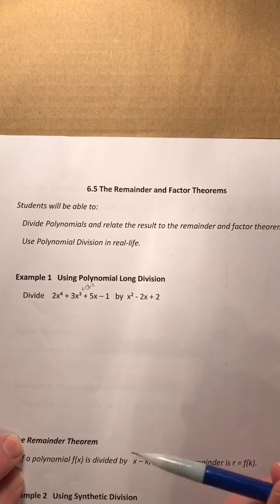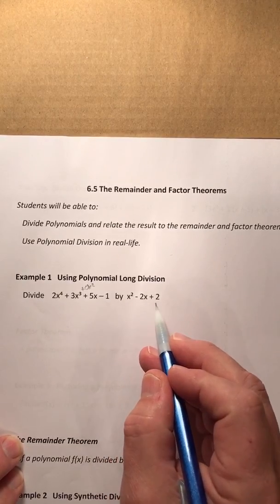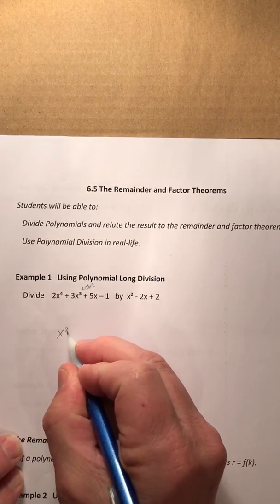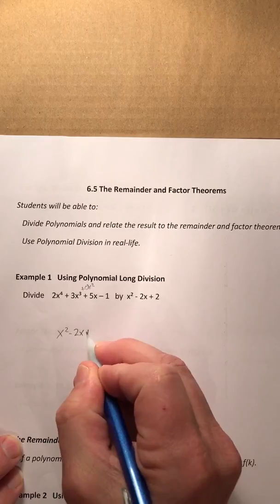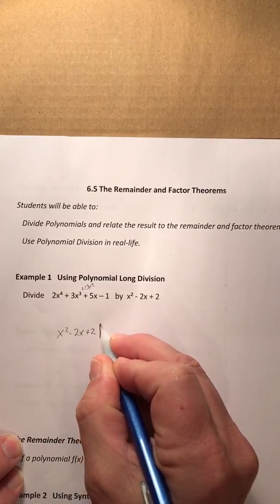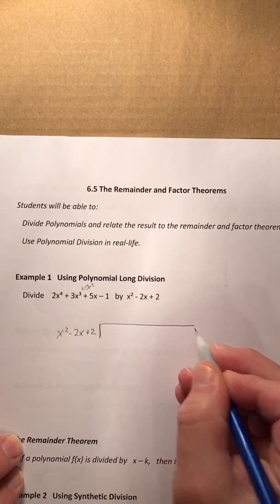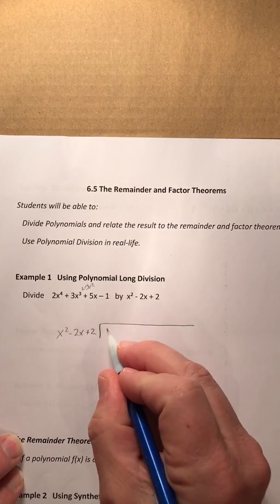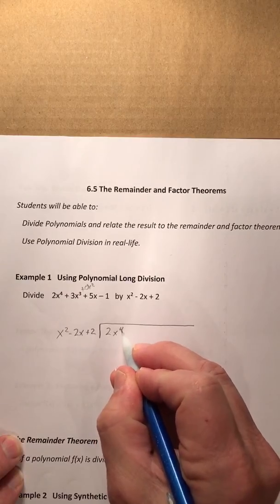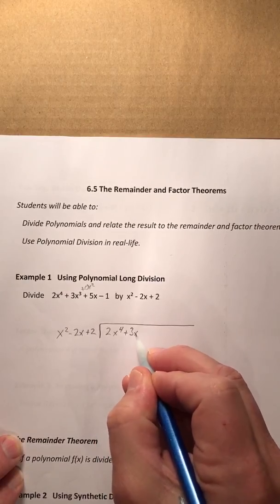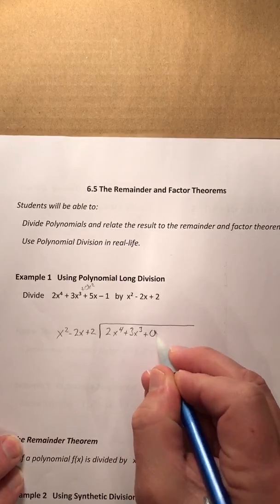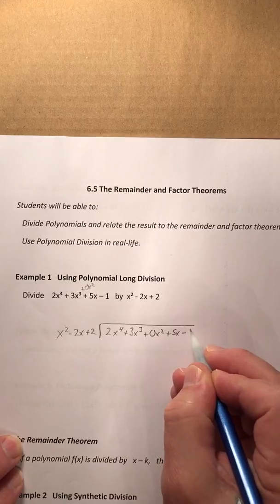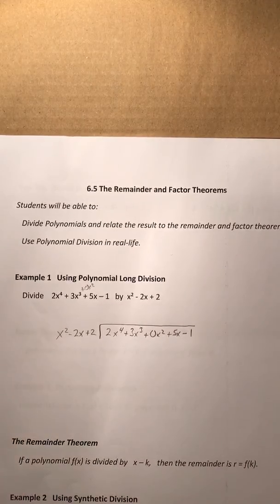So we're going to write this x squared minus 2x plus 2 out front of our division bracket. And then we're going to write the other polynomial underneath it. Don't forget about the 0x squared. So it's 2x to the fourth plus 3x to the third plus 0x squared plus 5x minus 1. All right, so that's setting it up.